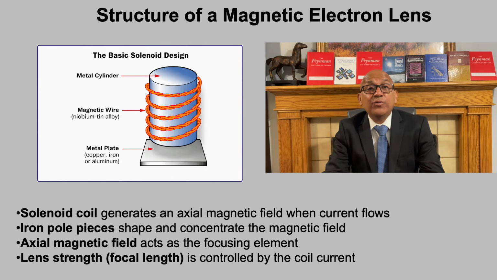The strength of this focusing effect depends directly on the current supplied to the solenoid. By increasing or decreasing the lens current, we change the focal length of the magnetic lens without altering the beam energy. This ability to dynamically tune focusing using electrical current is one of the main reasons magnetic lenses dominate modern SEM columns.